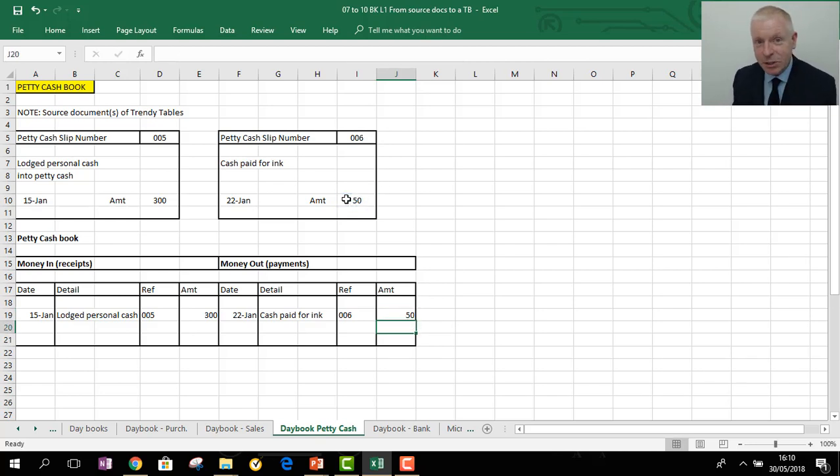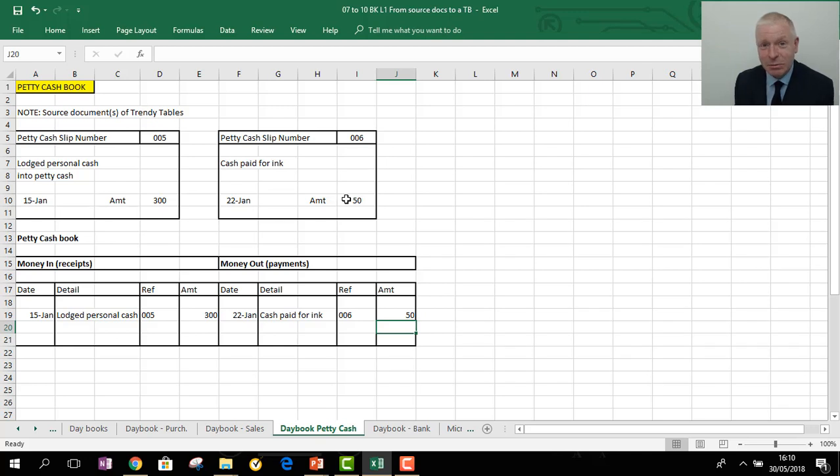So now, if these were the only two transactions in relation to this period, we can see that 300 came in, 50 went out, and there was no opening balance. That means there's 250 available for the next period. And that's all we need to do for the petty cash.